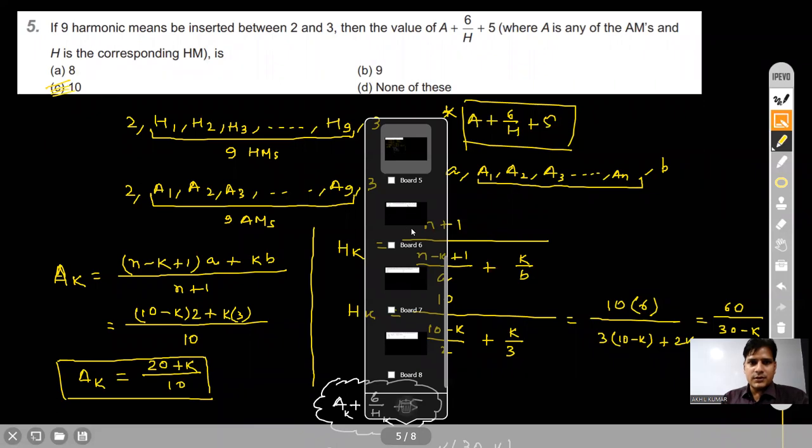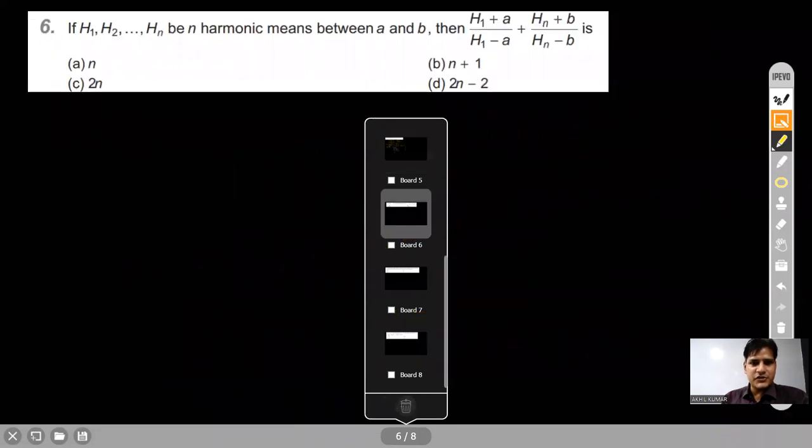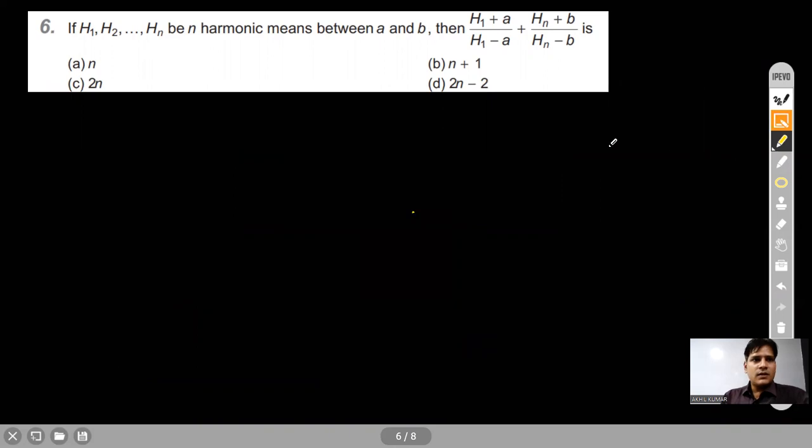So moving ahead, let's take the next question. It is saying if H1, H2 and Hn are harmonic means between A and B. Okay. So A and B are two numbers and we are inserting n harmonic means in between A and B, right? So we have to find the value of this expression, H1 plus A upon H1 minus A plus nth harmonic mean plus B upon nth harmonic mean minus B, okay?